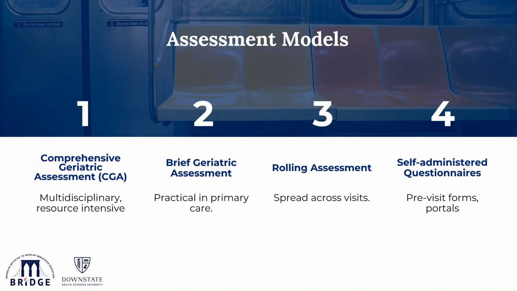The second one on this slide, the brief geriatric assessment, is a more realistic or manageable assessment that can be done in your usual primary care office. It has targeted screening for functional ability, cognition, fall risk, nutrition, mood, and depression screening. A rolling assessment is the comprehensive geriatric assessment broken up over several visits, which makes it more manageable and just less overwhelming for the patient and the provider overall.